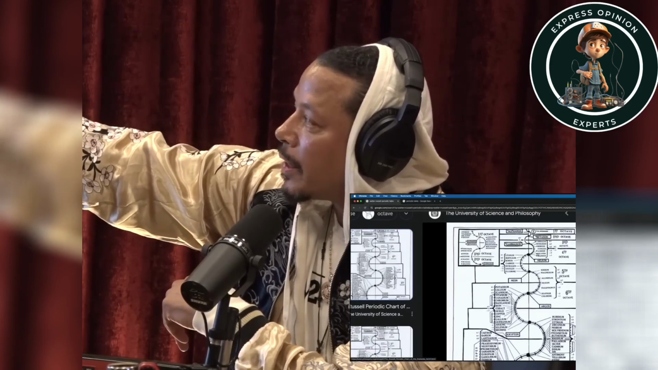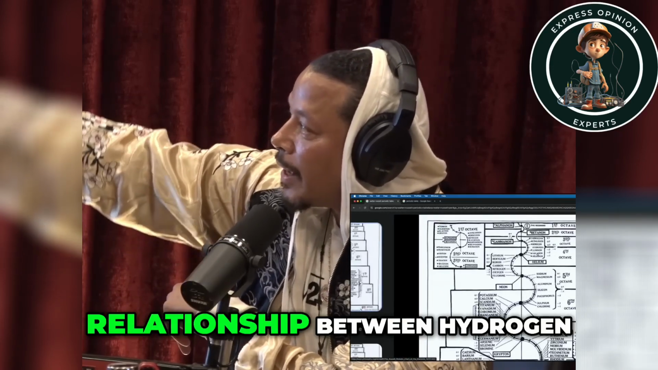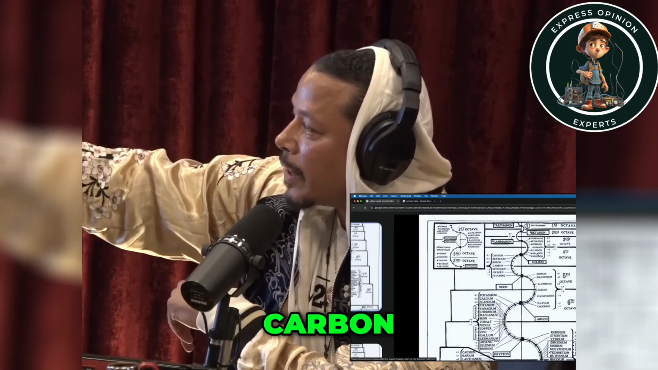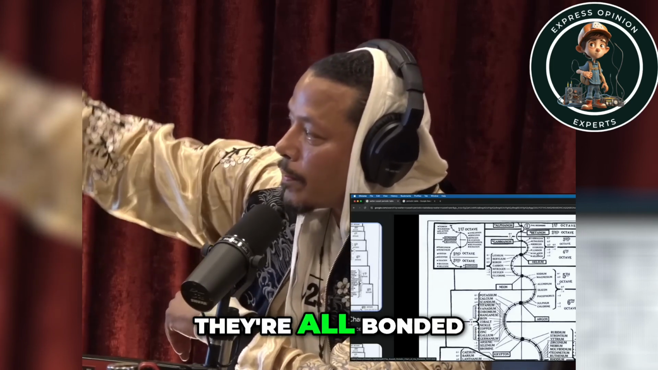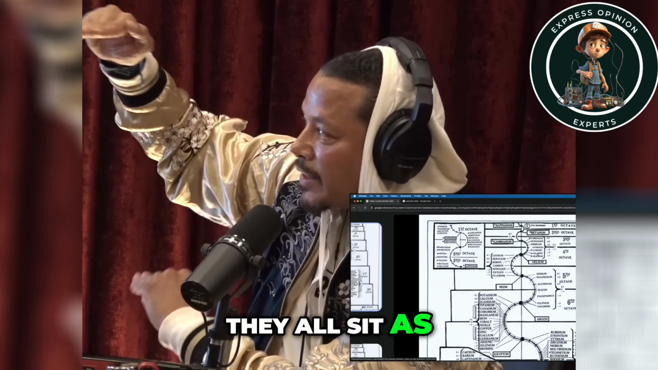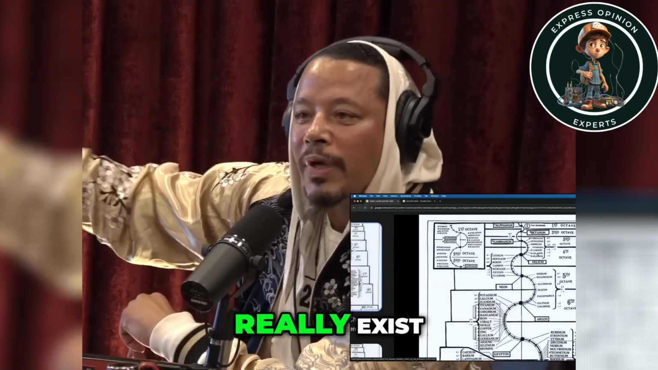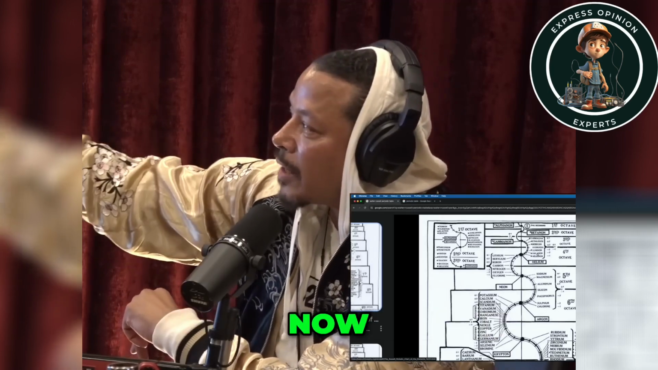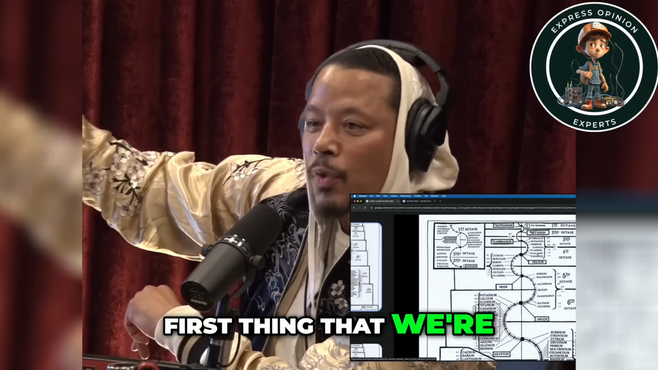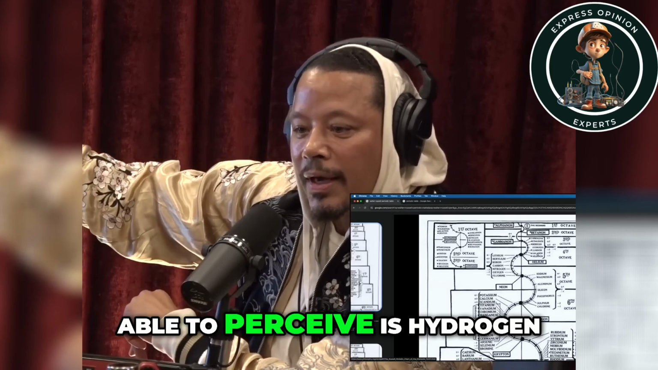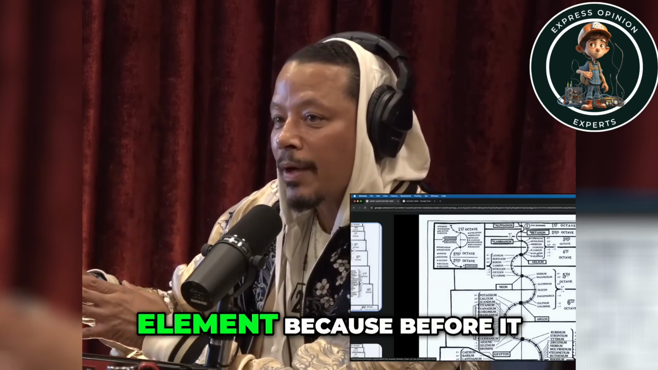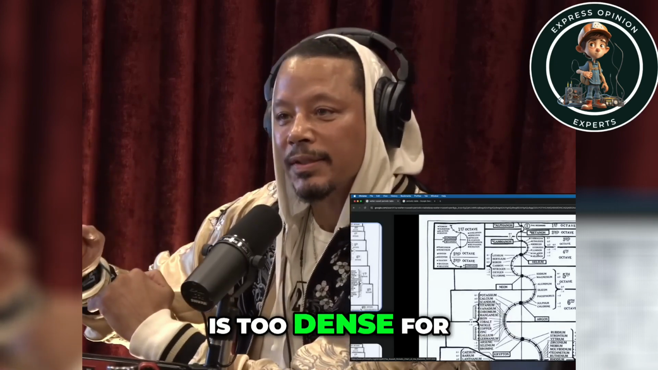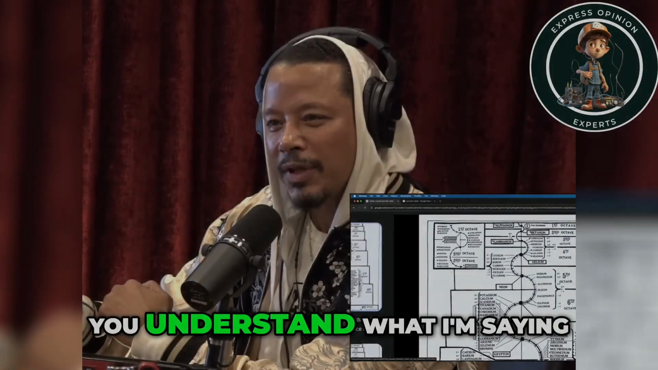But you'll see there's a relationship between hydrogen, carbon, silicon, cobalt, rhodium. They're all bonded. They're all the middle point between two noble gases. So those things don't really exist. It's only one substance. Now, the problem is the first thing that we're able to perceive is hydrogen. That's the first visible element, because before it is too dense for us to perceive it. You understand what I'm saying?